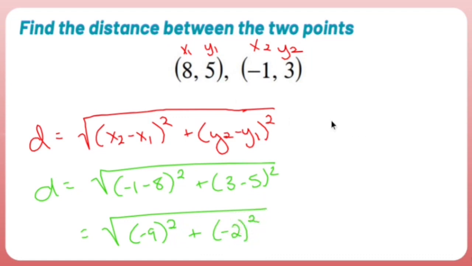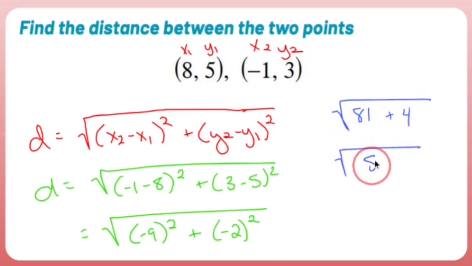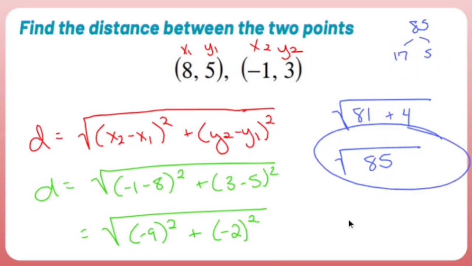Okay, let's bring that up here. The square roots are getting smaller. Negative 9 times itself is positive 81. Negative 2 times itself is going to be 4. And that gets me the square root of 85. I'm trying to think, can I break that down any further? No. If I make a factor tree and try to rip it apart, that gets me 17 and 5, so that does me no good. So this is it. I'm stuck at an ugly number.